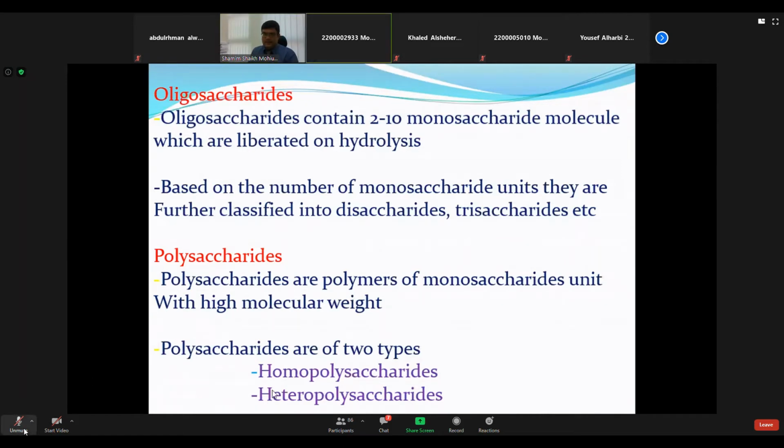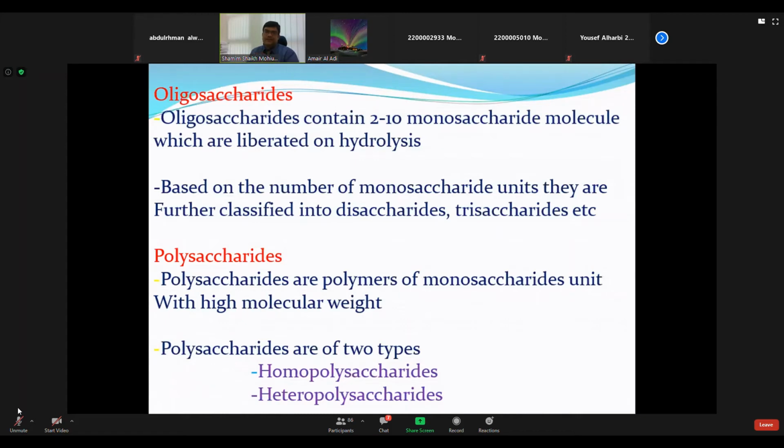Now come to hetero. I told you hetero means different. Like glucose is coming, then fructose is coming, galactose is coming. So different varieties of monosaccharides come together and make a molecule of heteropolysaccharide. So am I clear about the slide? Oligosaccharide is bigger than monosaccharide, up to 10 units. More than 10, up to maybe 100, 200,000, lots, will join together and make molecules of polysaccharides.